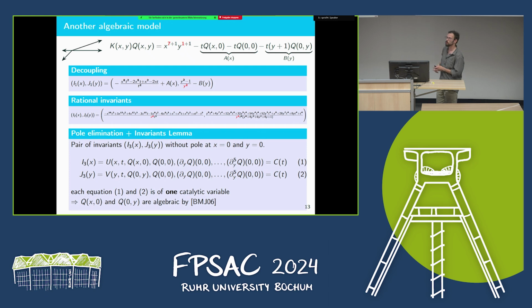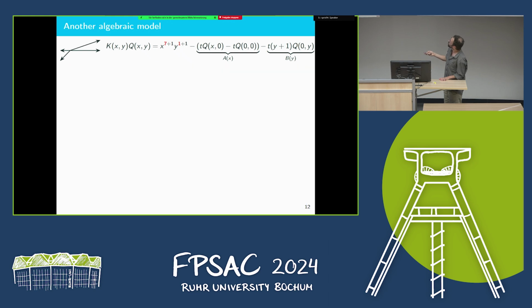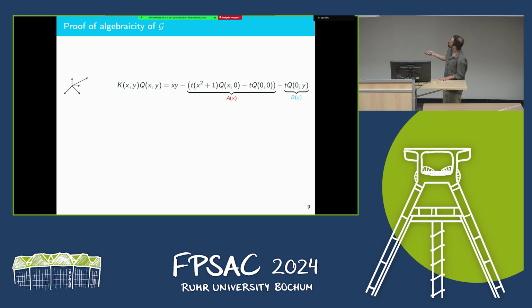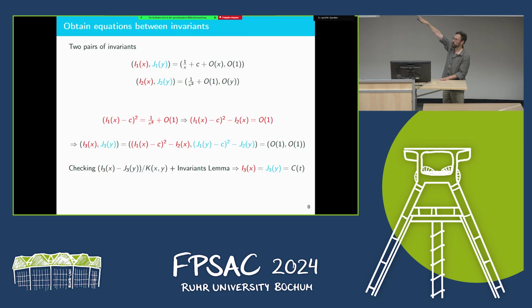No, but my question is where does the derivative in this U come from? Because when you do this pole elimination, you use derivation. Is that correct? It comes from the fact that you need to expand the unknown invariants in terms of x. So to get more terms, you express them in terms of derivatives. Thank you.